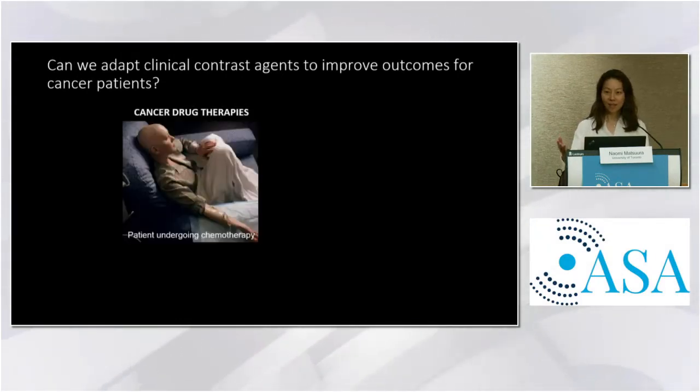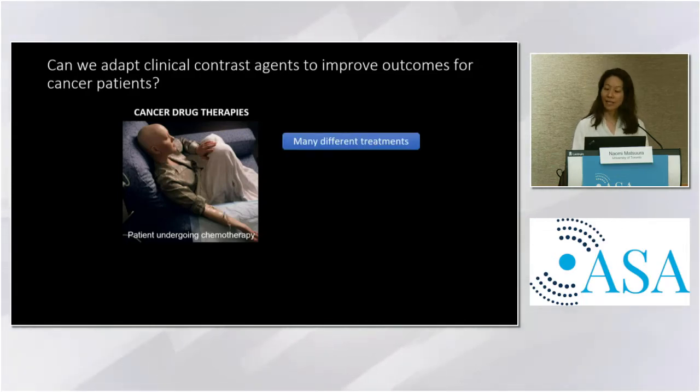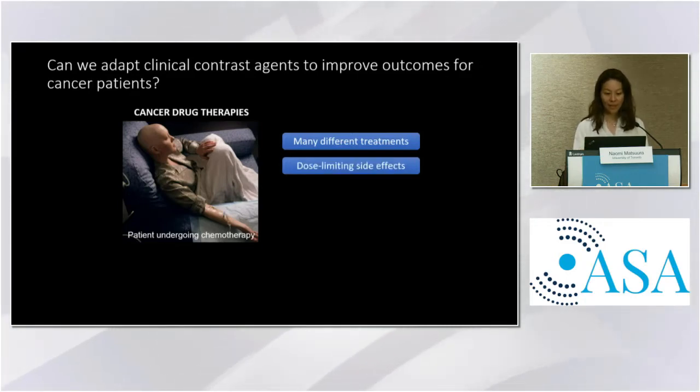This is a stock image of a patient undergoing chemotherapy. I'm choosing this figure because it really illustrates the difficulty of these treatments on patients. They're really challenging. The key aspects to recall about chemotherapies are there are many different types of treatments. Most of them are toxic to normal cells, so there are what we call dose-limiting side effects. That means how much we give the patient will be limited by how much the normal tissue can tolerate.